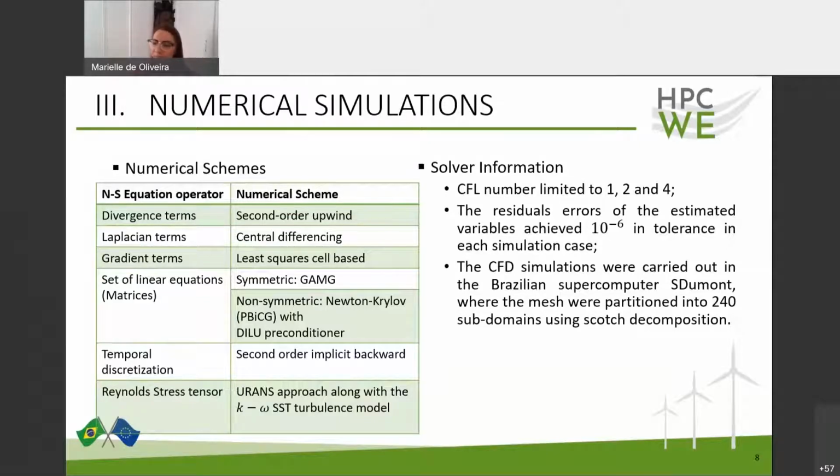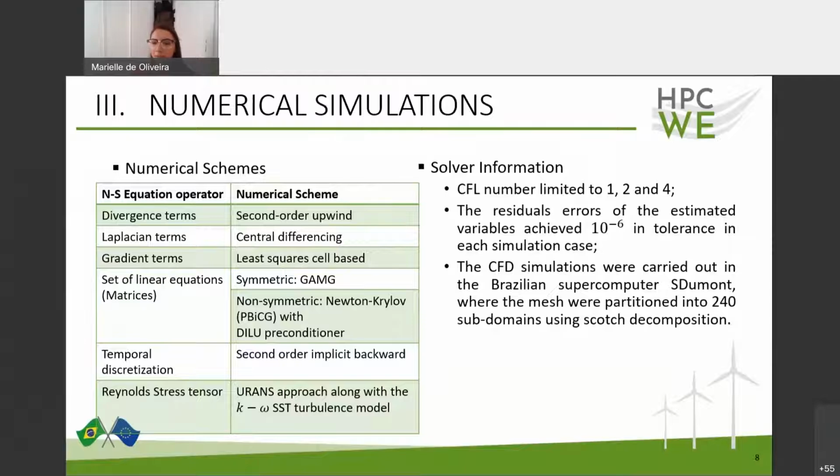About the temporal discretization scheme, the second order backward scheme was considered in implicit form in all the analyses, and the turbulence was treated by the URANS approach along with the k-omega SST turbulence model. Regarding the solver information for the time discretization investigations, the CFL numbers considered were 1, 2, and 4, and all the estimated variables in all the simulations achieved 10 to the minus 6 tolerance in each simulation case.